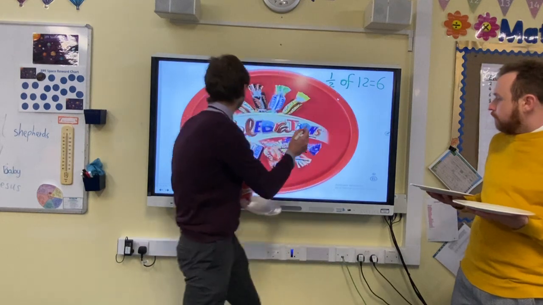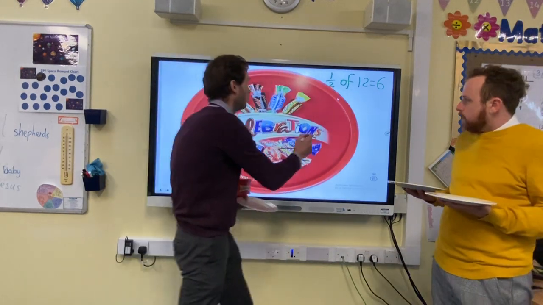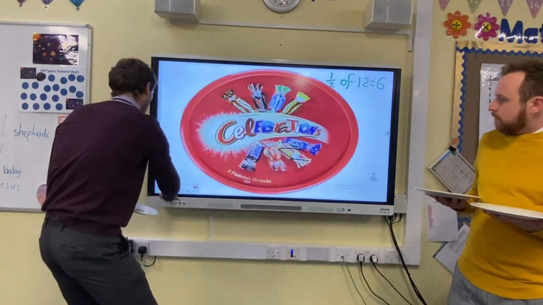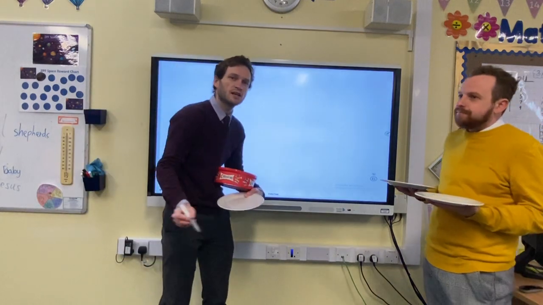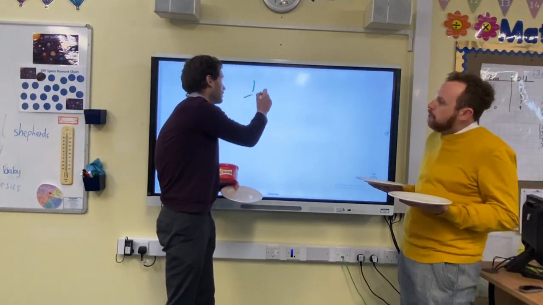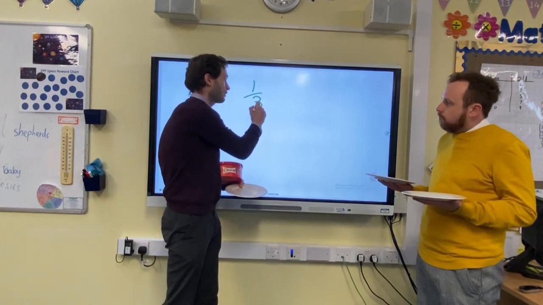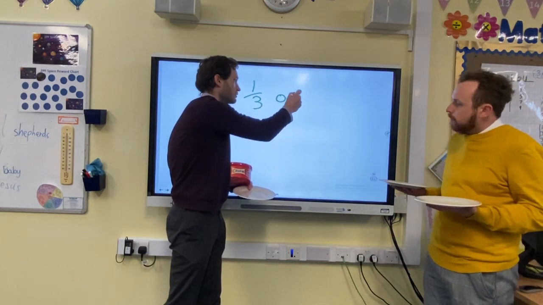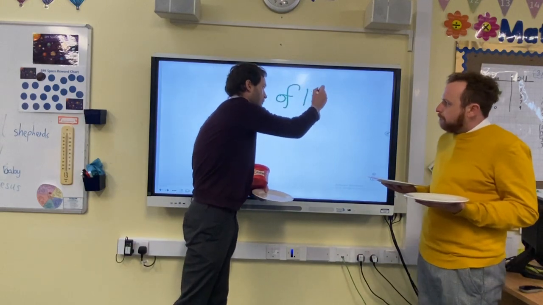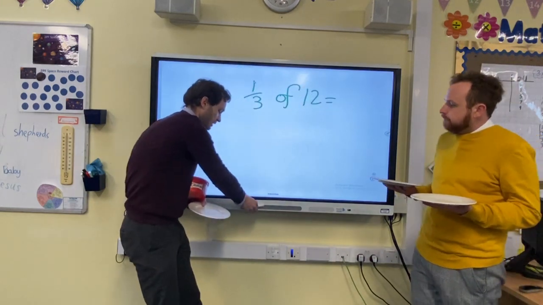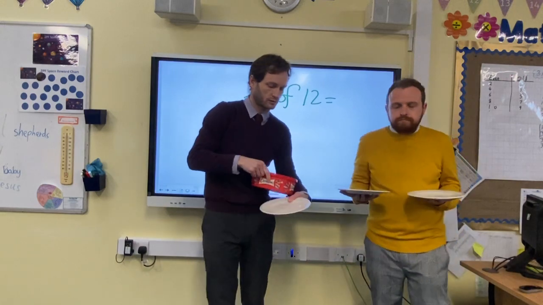Right, so we are working out... Let's see if we go on the next slide. There we go, this is better. So for Mrs. Lee, we're working out 1/3. So we're going to split these 12 sweets into thirds, aren't we? So 3 groups, 1/3 of 12 is what we're doing, isn't it? Because we're splitting our 12 sweets into 3 groups. So let's share them out.